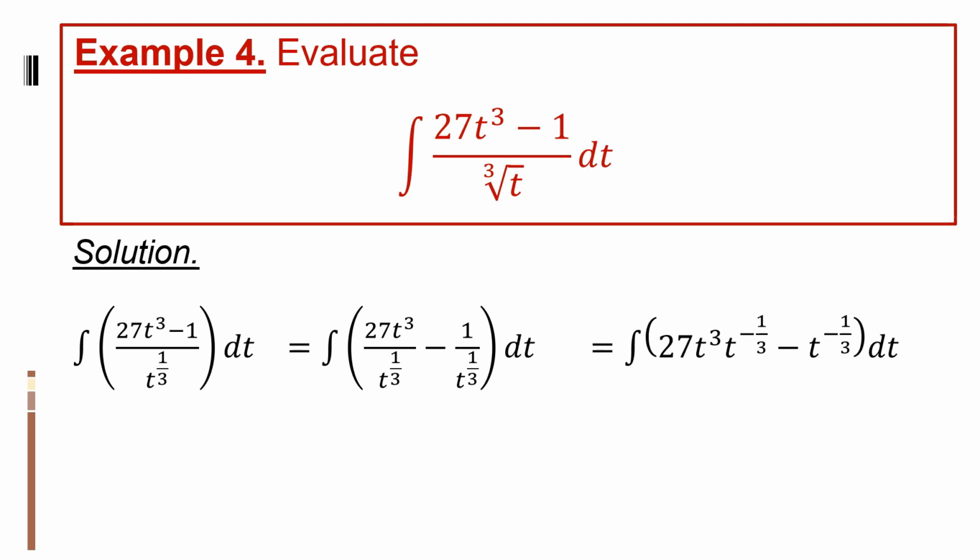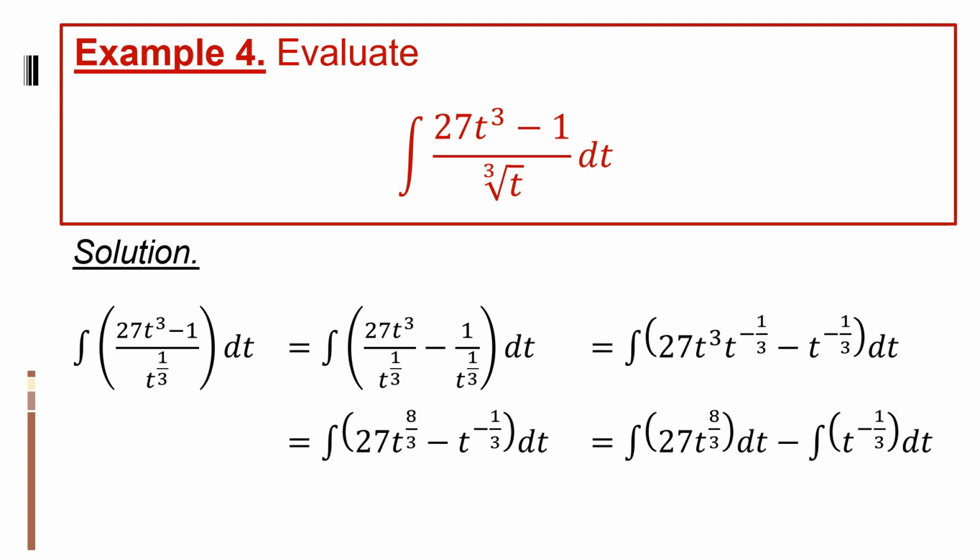Pero 'di ba, alam natin na 1 over t raised to 1/3 is equal to t raised to negative 1/3 kapag nilagay na natin siya doon sa numerator. We are now looking at the integral of 27t cubed times t raised to negative 1/3 minus t raised to negative 1/3 dt. Or pag pinagsama natin yan, we have the integral of 27 t raised to 8 over 3 minus t raised to negative 1/3 dt. So, pag sineparate natin yung mga terms, we now have the integral of 27t raised to 8 over 3 dt minus the integral of t raised to negative 1/3 dt.